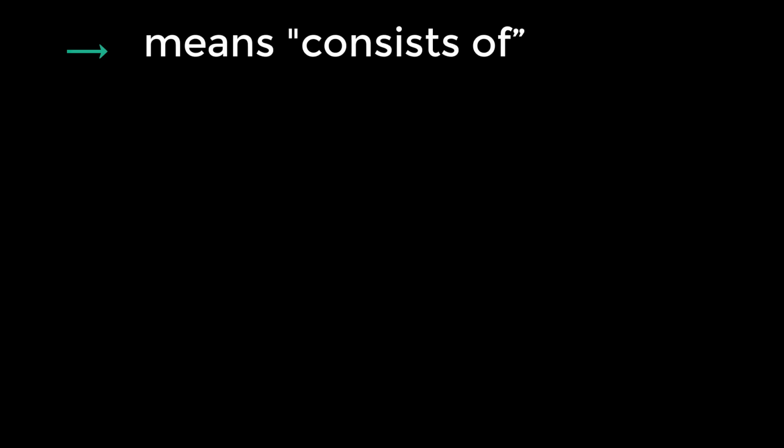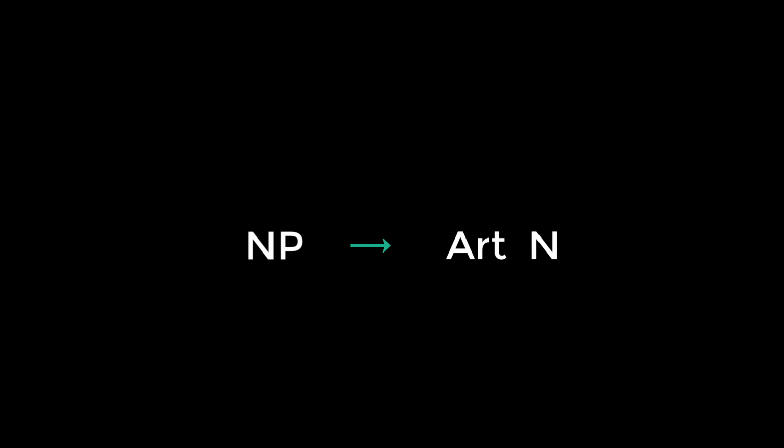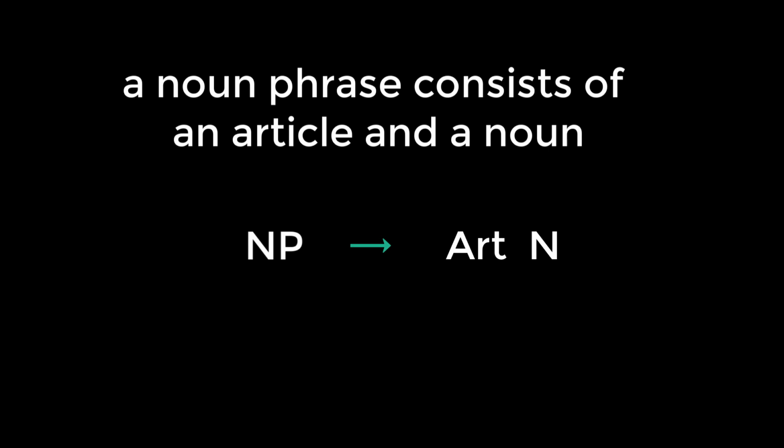Symbols used in syntactic description. You've already seen a number of the symbols, but let's approach them here more systematically. The first is the arrow. It means "consists of" and is used like this: NP → Art N. This formula is a shorthand way of saying a noun phrase consists of an article and a noun.